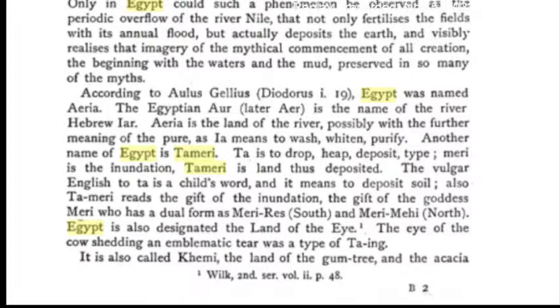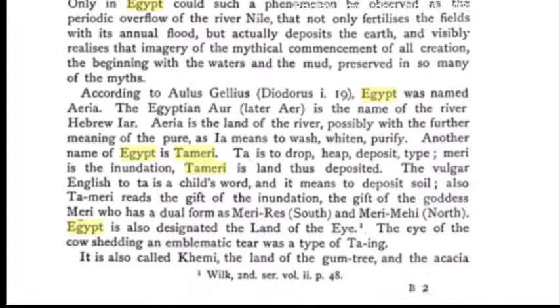So it reads, according to Aulus Gellius Diodorus, Egypt was named Aria. The Egyptian later Air, is the name of the river, Hebrew Iyah. How about that? Aria is the land of the river, possibly with the further meaning of the pure, as Ia means to wash, whiten, purify. Another name of Egypt is, guess what? Tamari, right? Now, this part right here where it says tie is to drop, heap, deposit, that's something they're guessing. People in Africa don't say that the tie means that. Tie means the land. Now, the Hebrews, the people of Hebrew origin, they have the tie meaning something else. I'm going to explain that in a hot second, right? But we see here, Egypt is also named as Tamari.